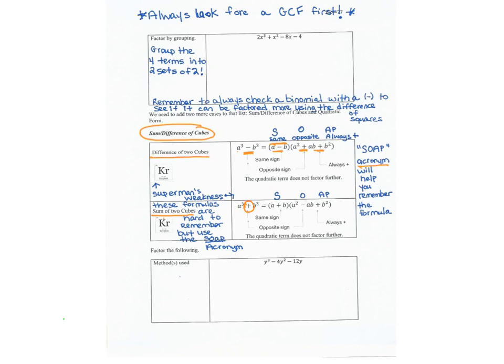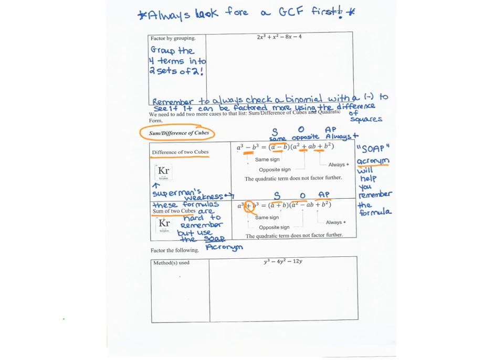Same thing for the sum of two cubes. SOAP, S-O-A-P, same, opposite, always plus. Follows the same pattern. So if I have a plus sign in my original problem, my first term will have a plus sign, my second sign will be a minus sign, and my last sign will be a positive sign.